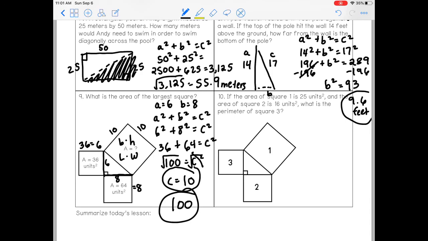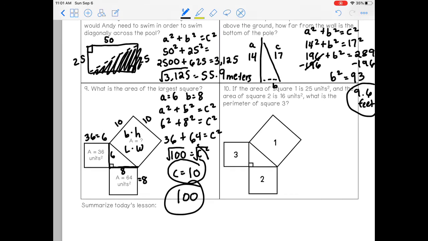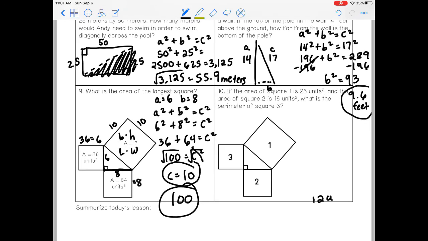So if you did number 10 right, you should have got a value of 12 units.